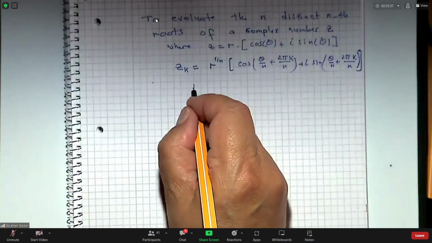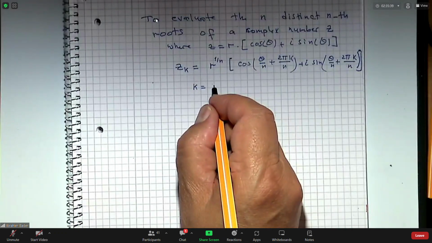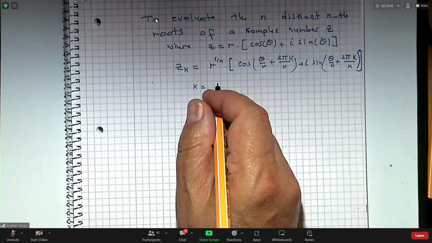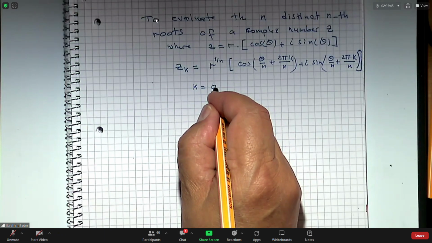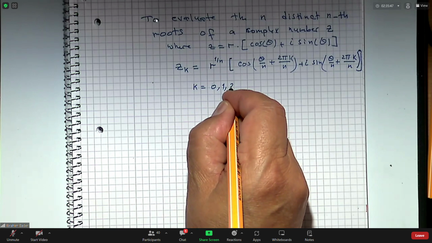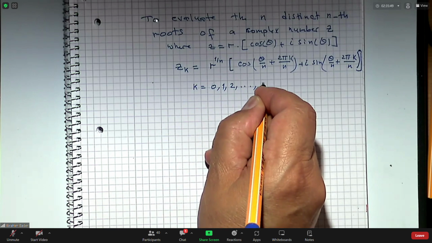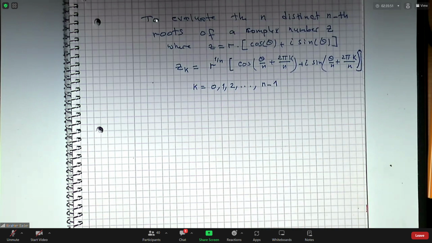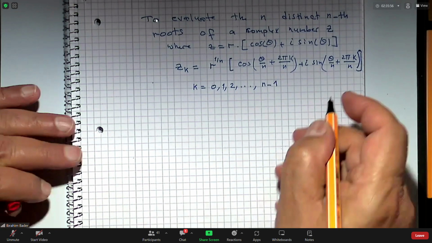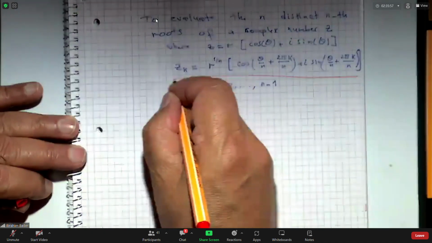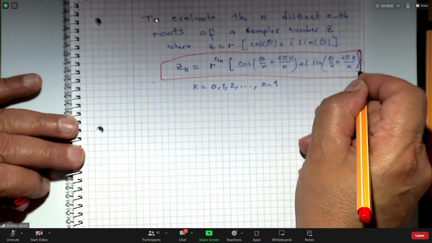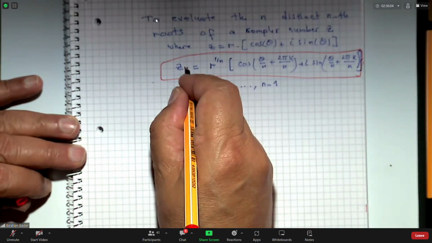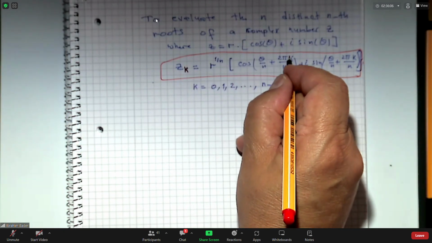Now, important here, this k is just an index, right? So it runs from 0 up to n minus 1. This is important. In this formula, k is a counter, yeah? So you have k, you plug it in here.